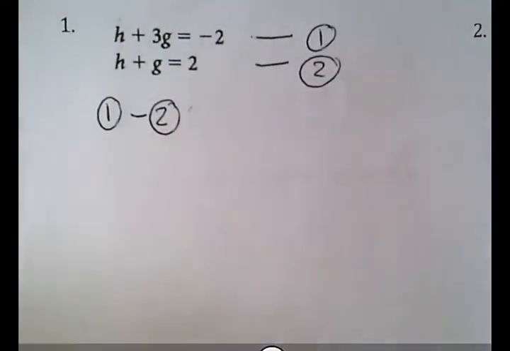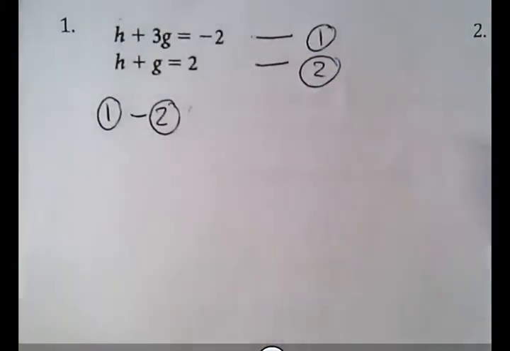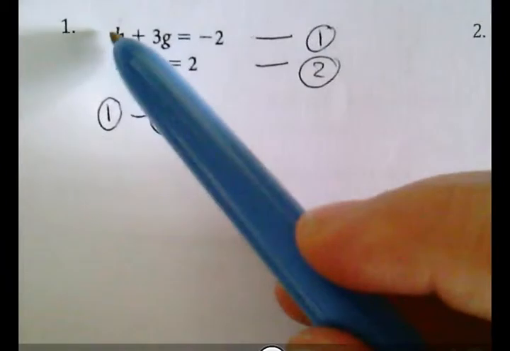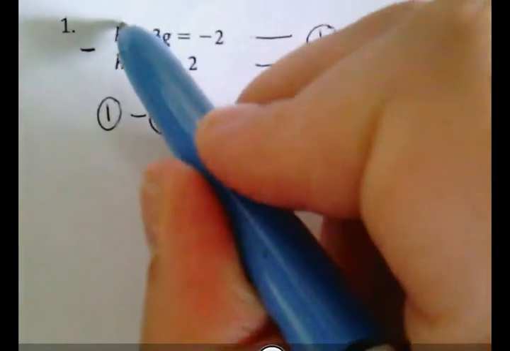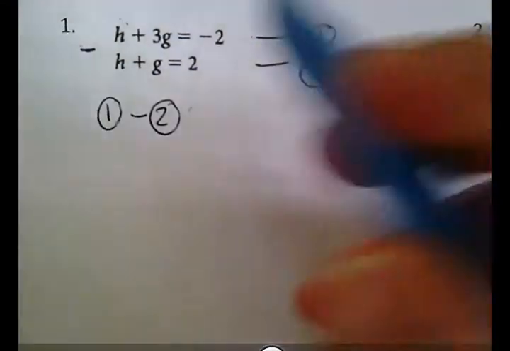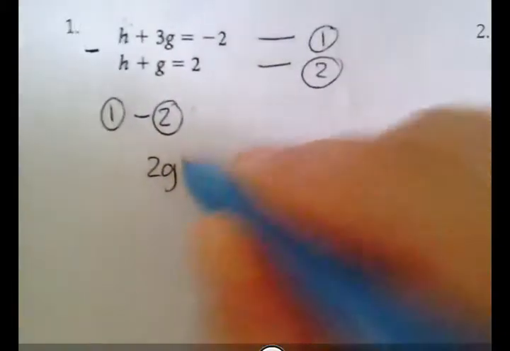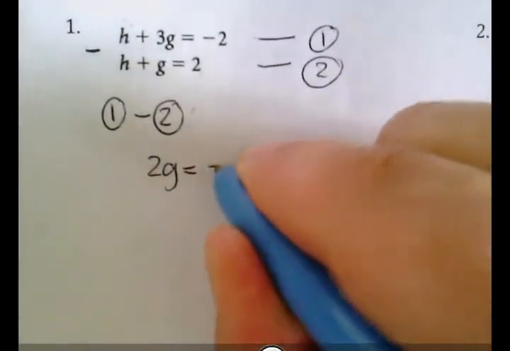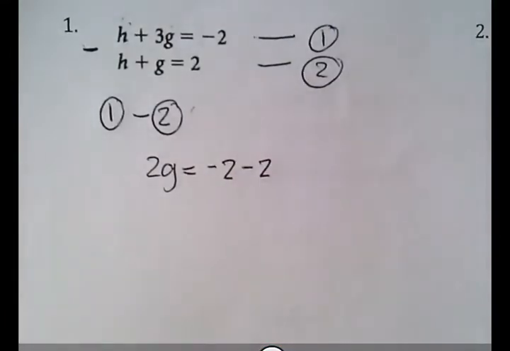Now you must label your equations. You go here, number 1, number 2. Then you write your instructions of what you're doing. I'm going to do equation 1 take away equation 2. So I have to look at each thing: the h's, the g's, and the numbers. I'm subtracting. So what's h take away h? 0. What's 3g take away g? Good. Be careful with the next one. What's -2 take away 2? Look, -2 take away 2. It's -4.